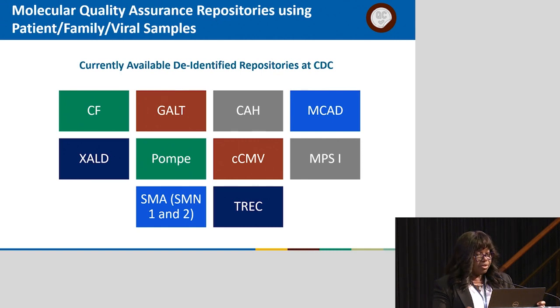In support of quality assurance materials for molecular testing, CDC has been working with various partners for over 10 years to create both dried blood spot reference materials as well as cryopreserved cell repositories made mostly from blood donated by de-identified patients and family members impacted with different newborn screening disorders. And here on this slide, we have repositories for the conditions described on this slide.